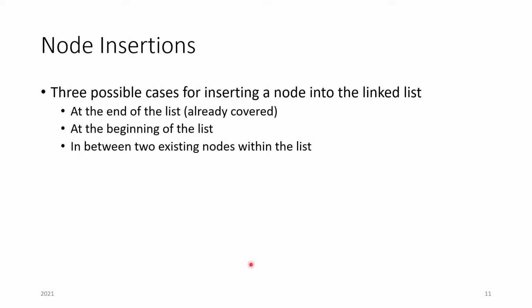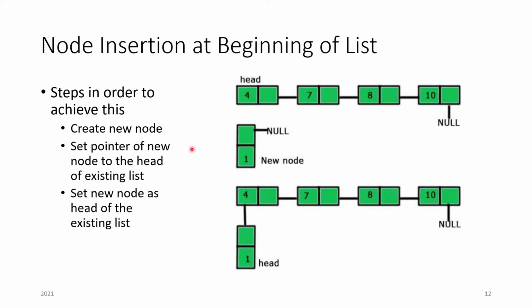In inserting nodes into our linked list, there are three cases that we have to pay attention to. The first case was where we added a node to the end of the list using our add node function. But the other two cases would be where we need to add it at either the beginning of the list or between two existing nodes within the list. So let's see how we go about doing this for each one of them.